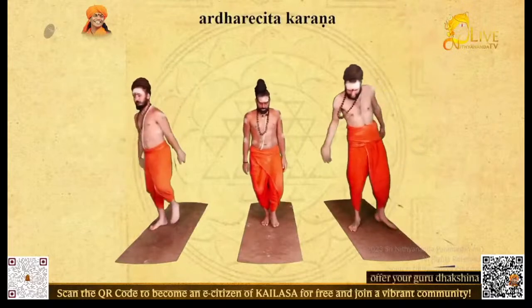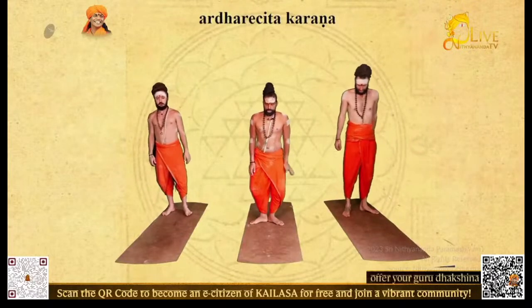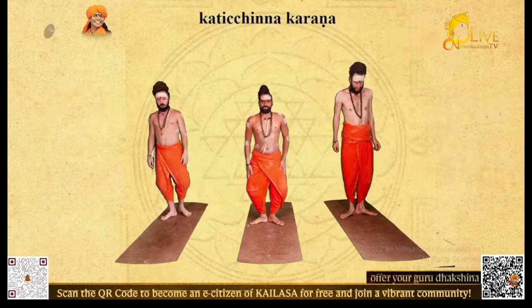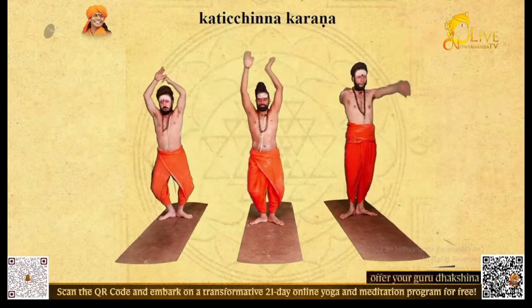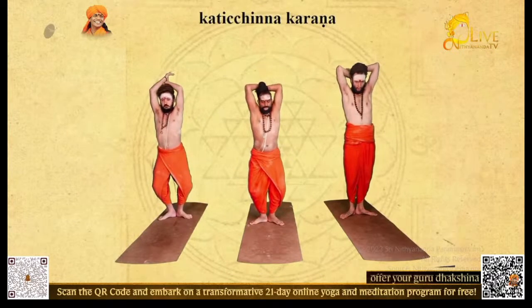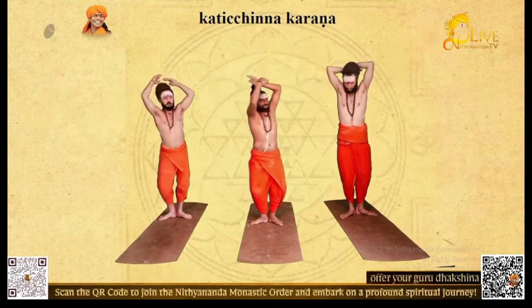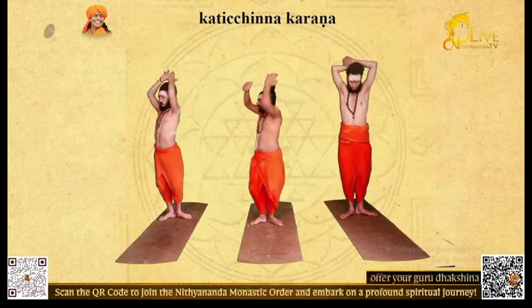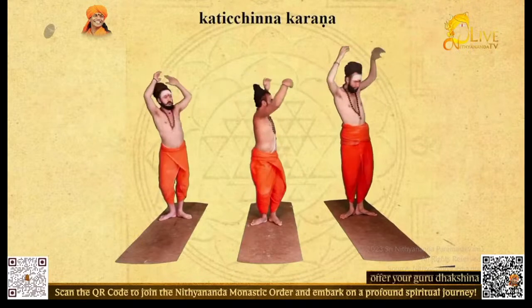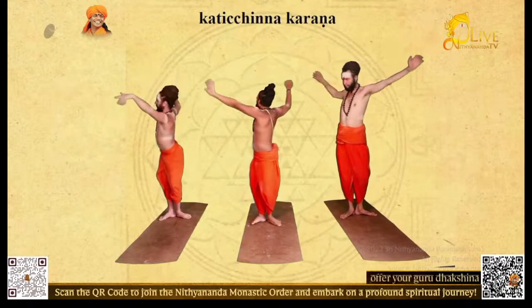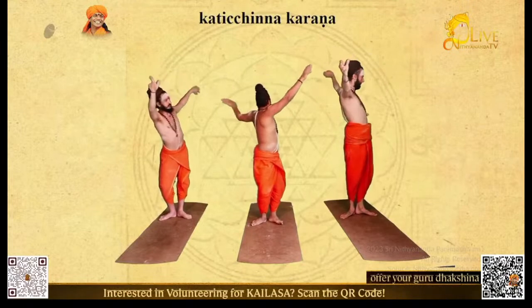Now relax. Now as you bring your legs in Paramashivoham position, bring the hands at the back, palms facing backward. Now twist on one side with hip and hands opening and rotate on the other side and alternately switch the position on both the sides. This is Katicana Karna. Now relax.